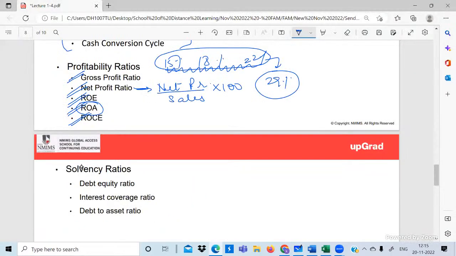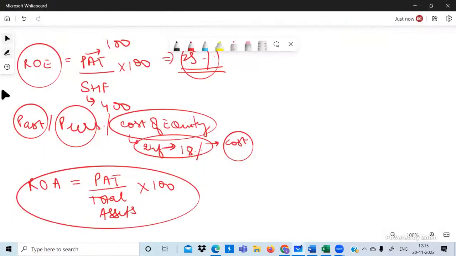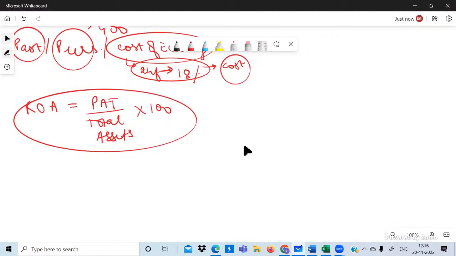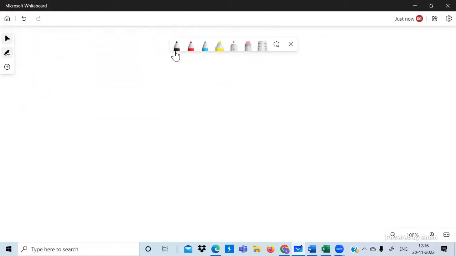And then finally, the last profitability ratio that we have is return on capital employed. Anyone who can tell me how is return on capital employed different from return on equity? Return on capital employed, how is it different from return on equity? I've got ROCE, which is return on capital employed. And then we already discussed ROE. How is it different? How are these two different?